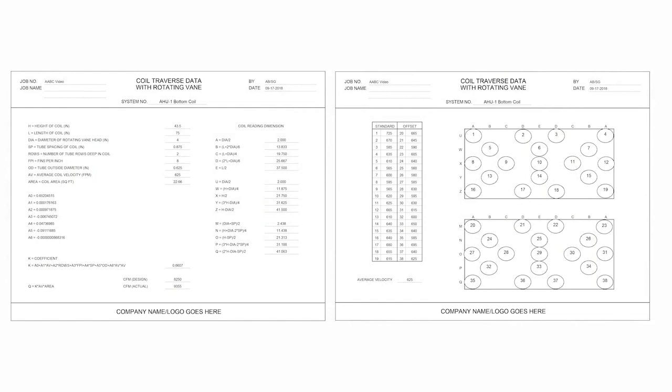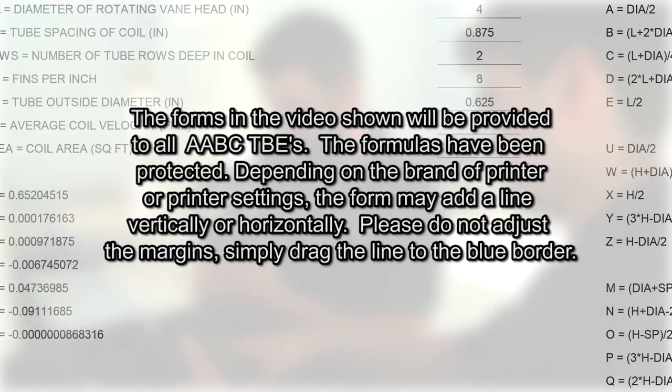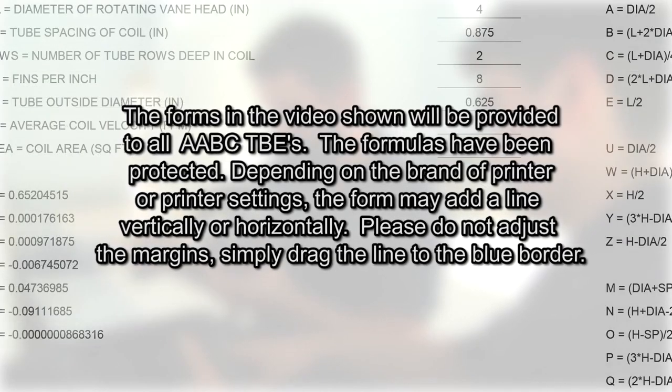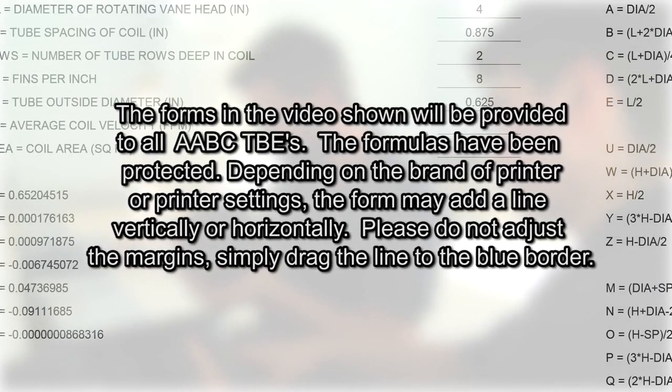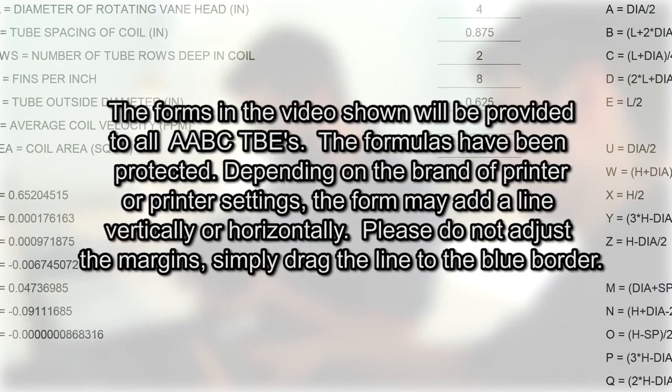This completes the process using the coil traverse data with rotating vane form. Thank you. The forms and the video shown will be provided to all AABC TBEs. The formulas have been protected.